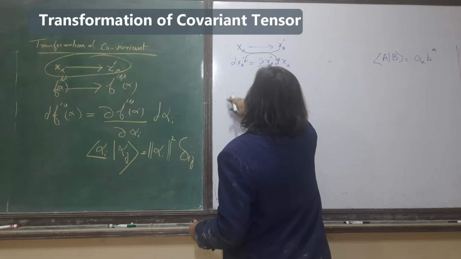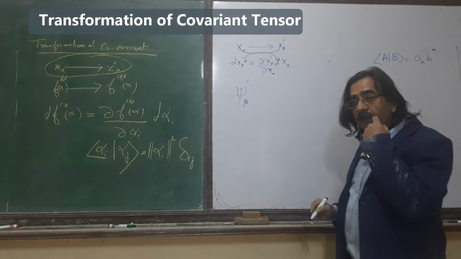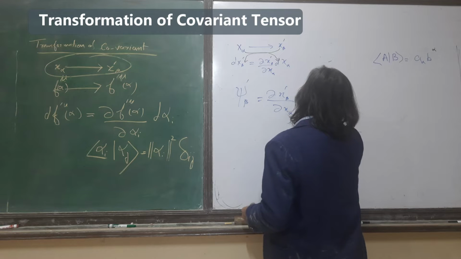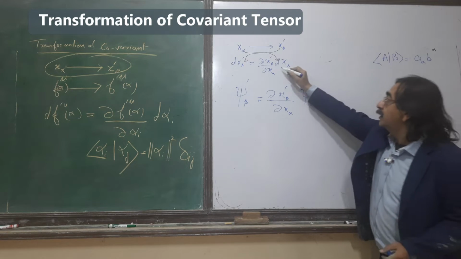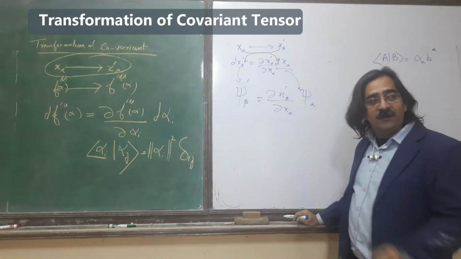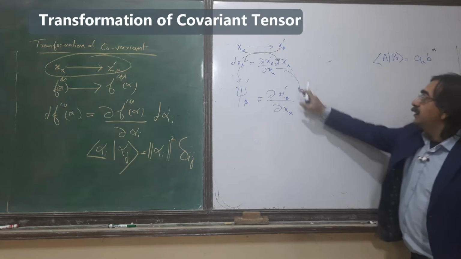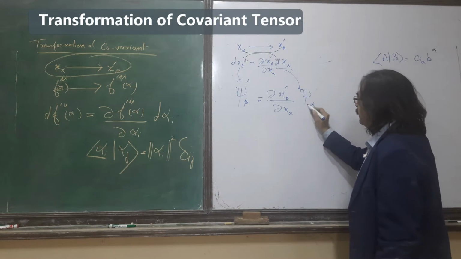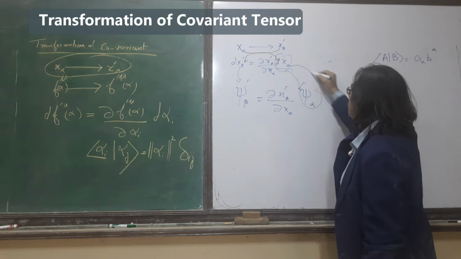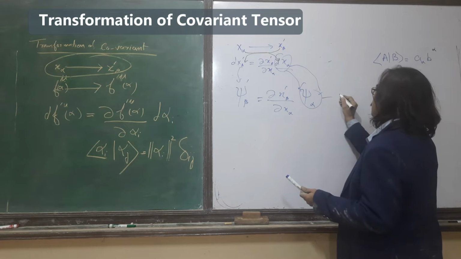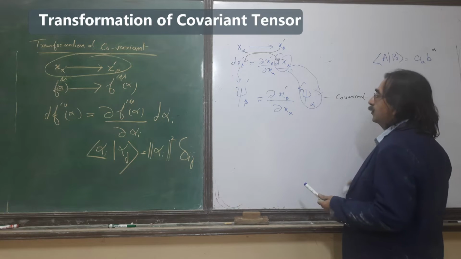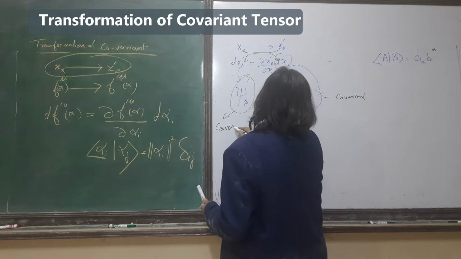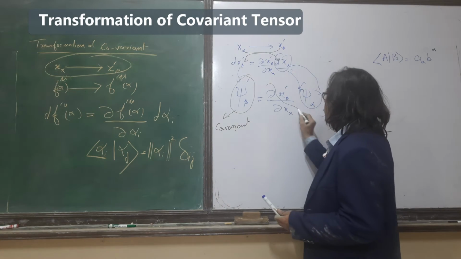So if I say that this is phi beta, I may write in this way. I have replaced this with this. Got it? I have not used any deep concept. I have simply transformed in this way. Now, if this is covariant, this is also covariant. Then what will be this?